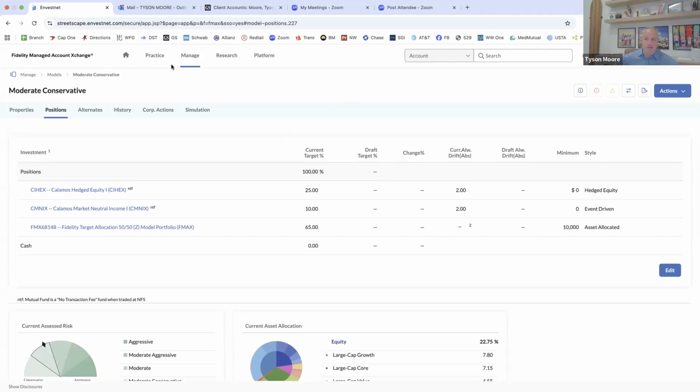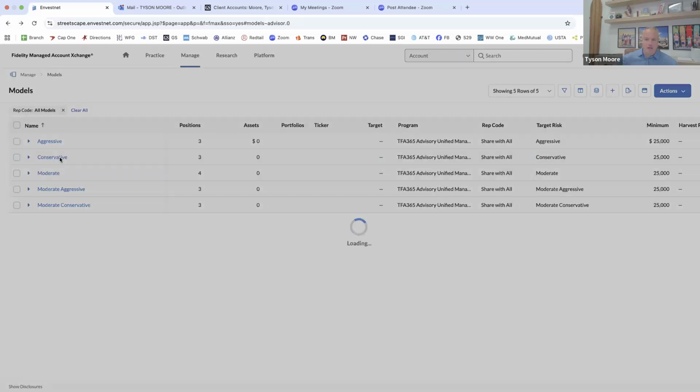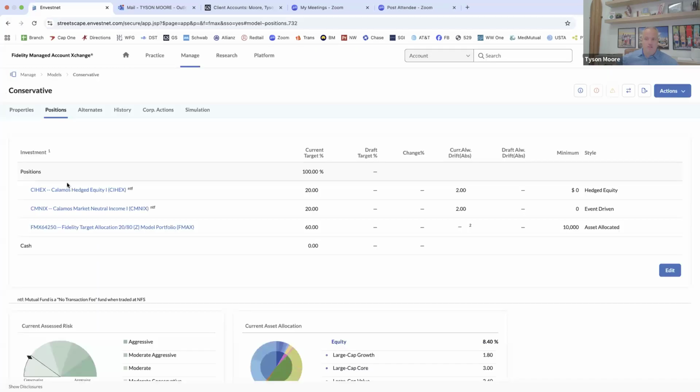So that's kind of my moderate conservative, and then my conservative, and this would be a good transition. For your clients, if you have cash management clients at Betterment, which I've inherited some, but I didn't have any organic to me, this would be a great cash management alternative. This is super conservative. I mean, this is 20% hedged equity, 20% market neutral income, and then the 2080 model. I would probably talk clients, frankly, into the moderate conservative over conservative.